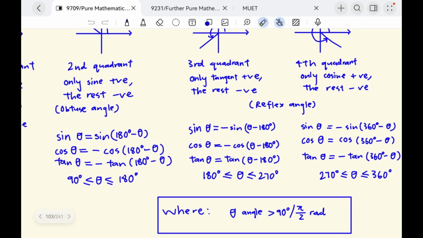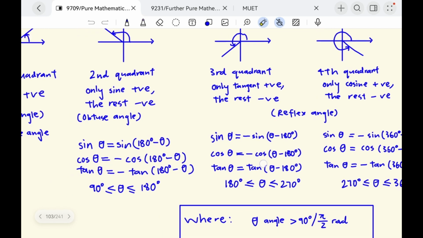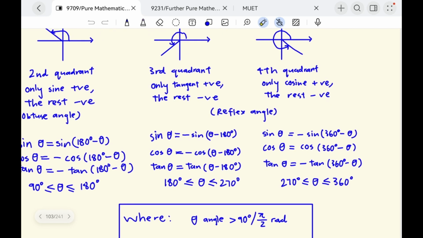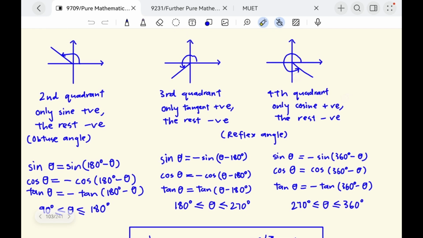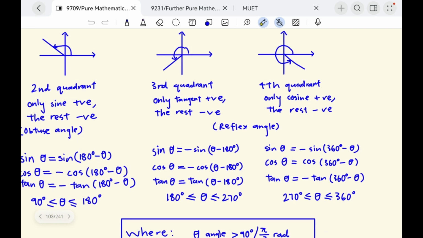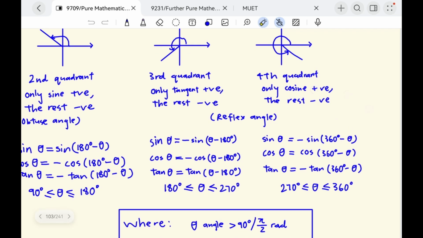What about tangent? Why is the tangent positive? Because of the definitions. Okay? Because tangent theta is basically like the gradient, right? Gradient of the straight line, or gradient of any line, regardless of whether it is a straight line or a curve. Right? So yeah, as long as the sine over cosine is cancelled out. This one we will explain about the trigonometric identities later.